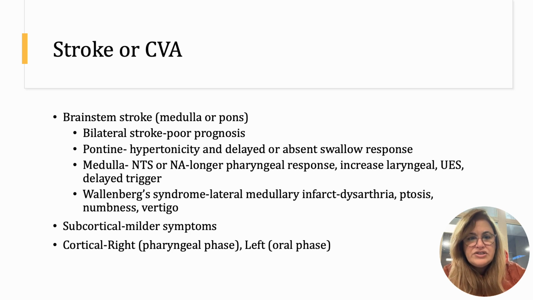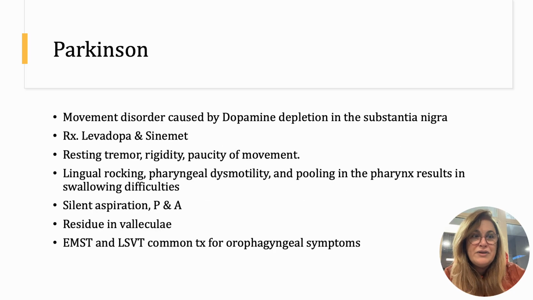If we have a stroke in the subcortical areas, maybe milder symptoms, and if it's cortical, right side is more pharyngeal phase issues than left side, where it will be more oral phase issues. So it's really important for you to understand the different areas of the stroke where it can be affected, and then you will have a better way to make your hypothesis when you're looking at your clients. So that's one big one, because it's one of our biggest percentages of adult clients with dysphagia, stroke clients, but also Parkinson's disease is one of our clients.